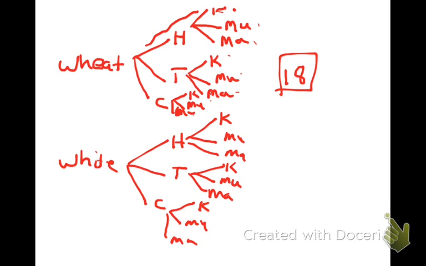Now, if they didn't ask us to list them, that's when you can use your fundamental counting principle. So how many choices from bread did we have, wheat or white? We had 2 choices. How many choices for meat, ham, turkey, and chicken? We had 3 choices. And how many choices for condiment? We had 3: ketchup, mustard, mayo. 2 times 3 is 6, times 3 is 18. Now, in this case, they did need to see the tree, so you had to make the tree. But if they don't ask for a tree, you can do it using the math way.